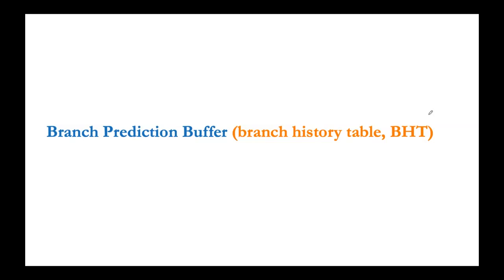Branch prediction buffer. Up to now, we have seen branch prediction using one-bit branch prediction and the 2-bit saturating counter. Now, in some programs, we may find many branches.